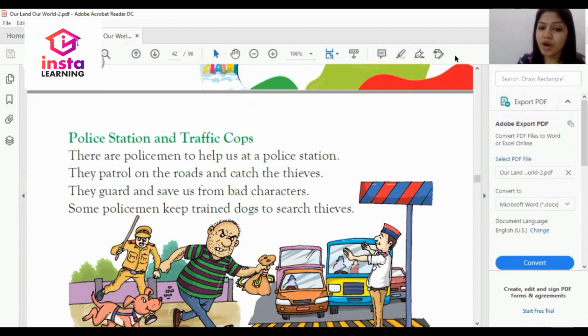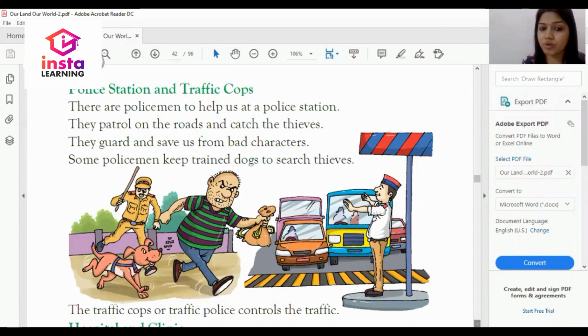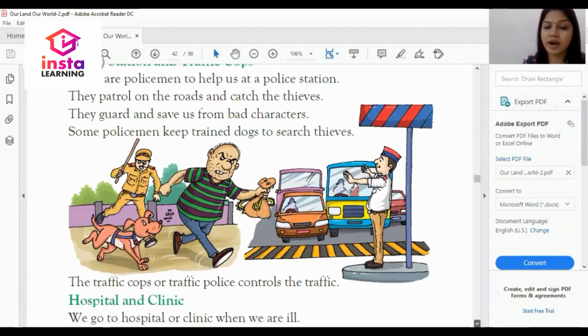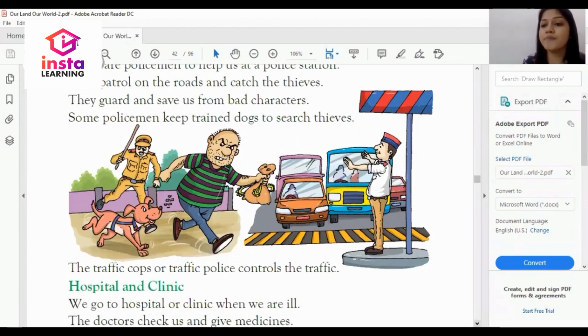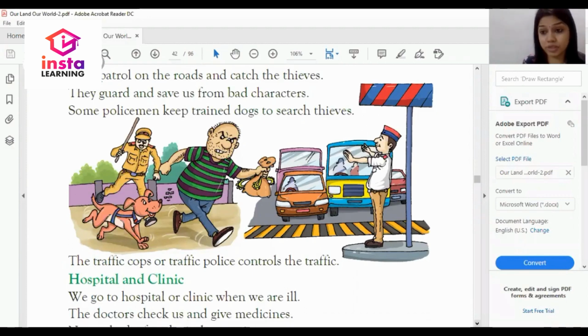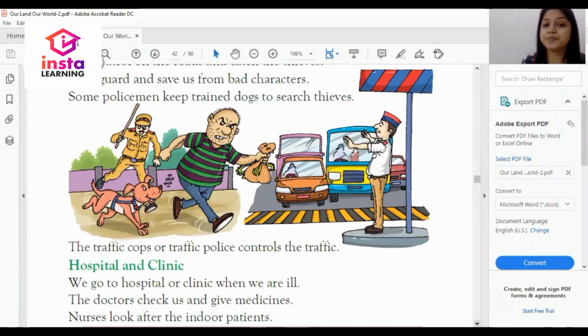They patrol on the roads and catch the thieves. वो क्या करते हैं बच्चों, thieves को, चोरों को पकड़ते हैं. They guard and save us from bad characters. Some policemen keep trained dogs to search thieves.